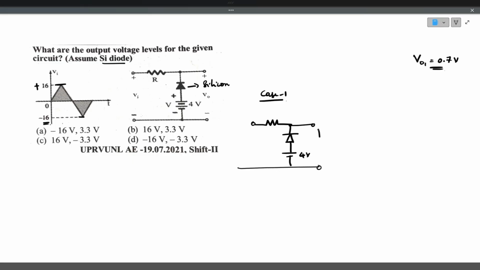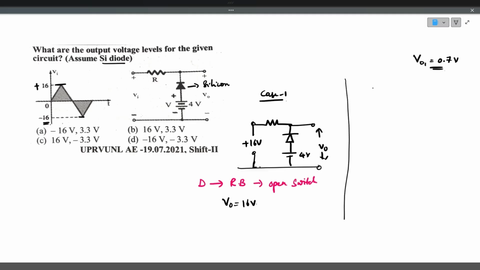This is the output voltage. In the positive half cycle, the maximum voltage that is available is plus 16 volt. So in this case, the diode D acts like a reverse biased diode, an open switch, and no current flows. Hence, the output voltage is equal to plus 16 volt.